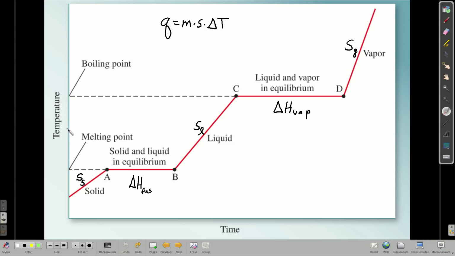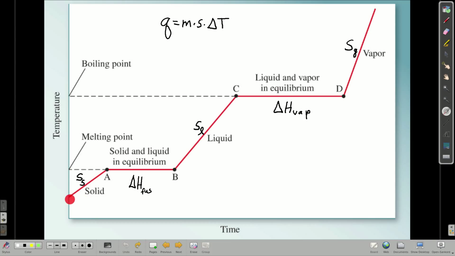well, you can start anywhere on this graph. Let's start from the beginning. We take a solid at some temperature below its melting point. So if this were water, this temperature here would be 0 degrees Celsius. This temperature is its boiling point. This would be 100 degrees Celsius. So we start at some temperature lower than its melting point, and we add thermal energy to it over time.